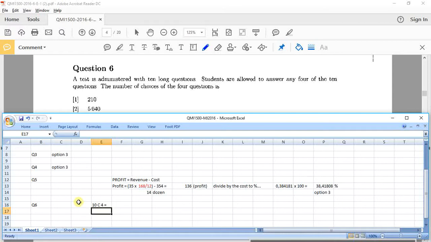Okay, so 10 choose 4 is 210. Option 1. On your calculator, the C is there, shift, there.